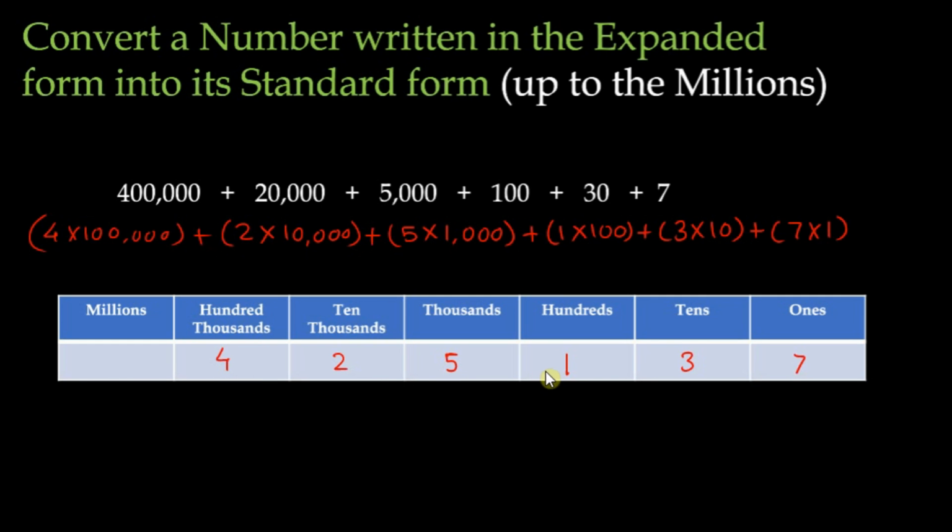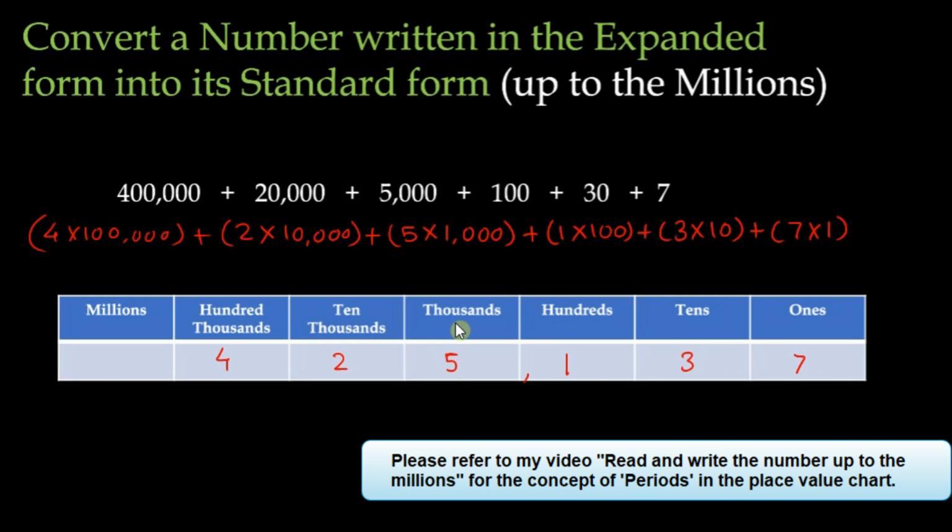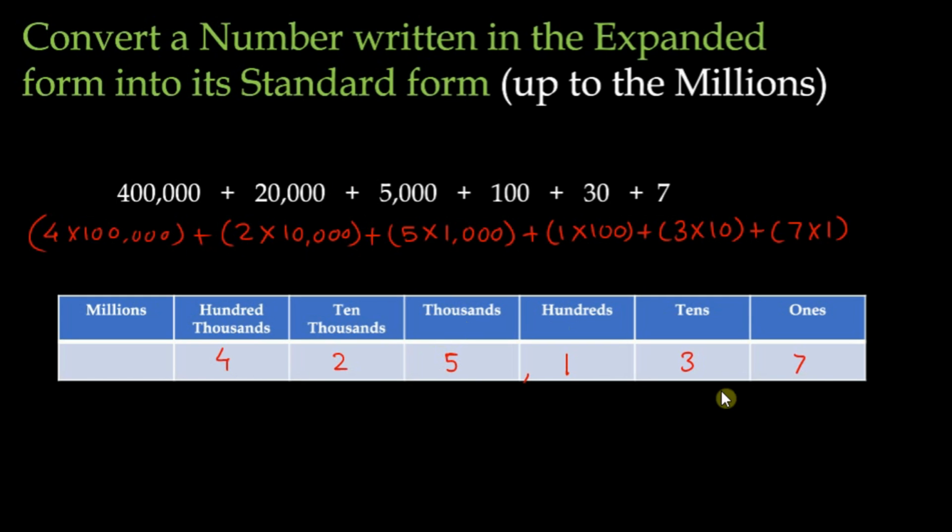We will put a comma between 1 in the hundreds place and 5 in the thousands place to separate ones and thousands period. Therefore, to write the standard form, we will write all these digits together. So the standard form is 425,137. Let's have one more example.